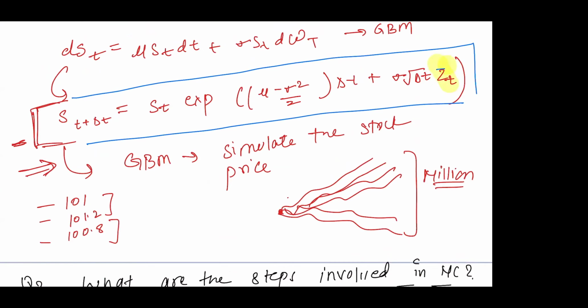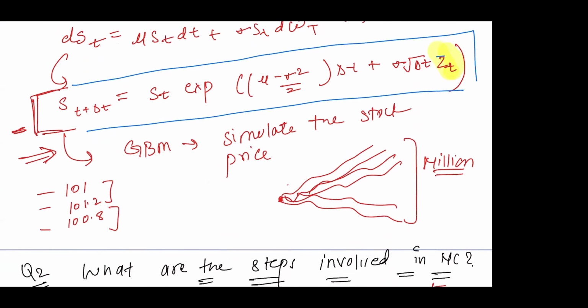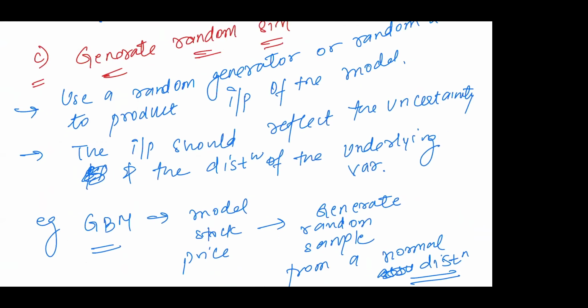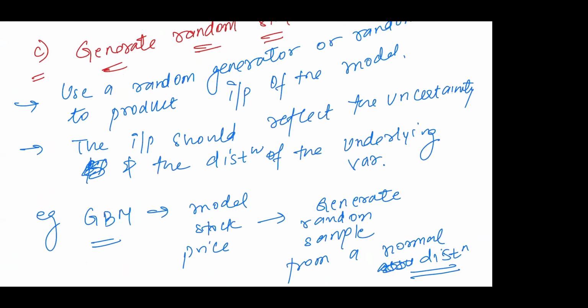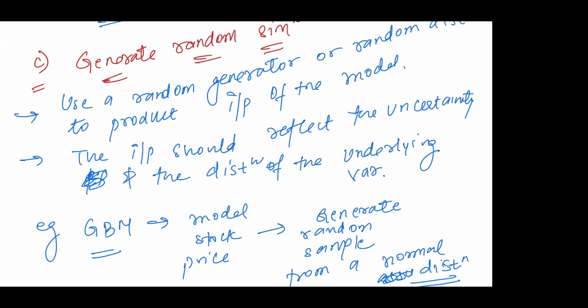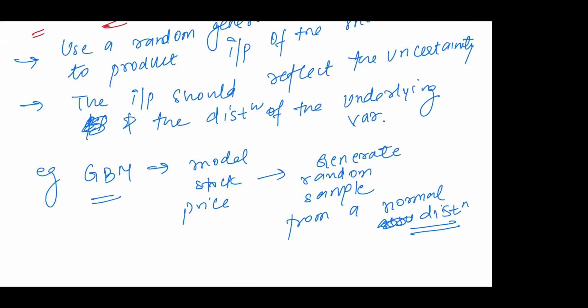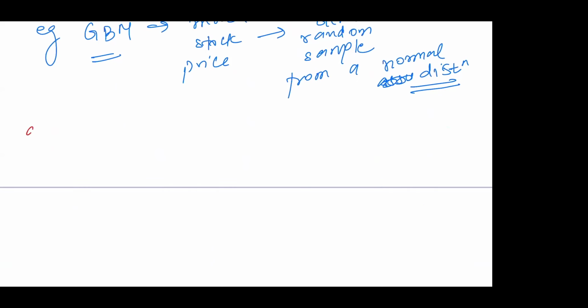How? Using normal distribution. So you simulate using normal distribution. You can use any distribution, not just normal distribution. For geometric Brownian motion, because stock price follows normal distribution, that's why we use simulations from normal distribution. Now, after doing that, you need to run the simulations.